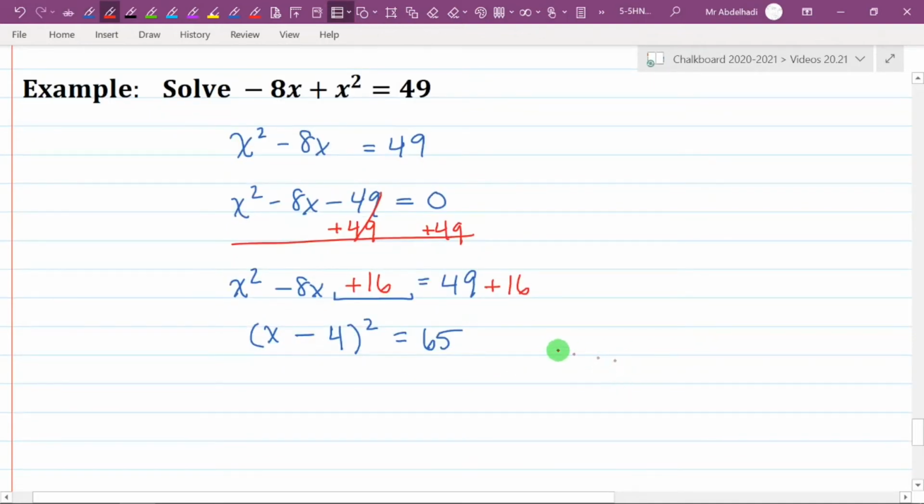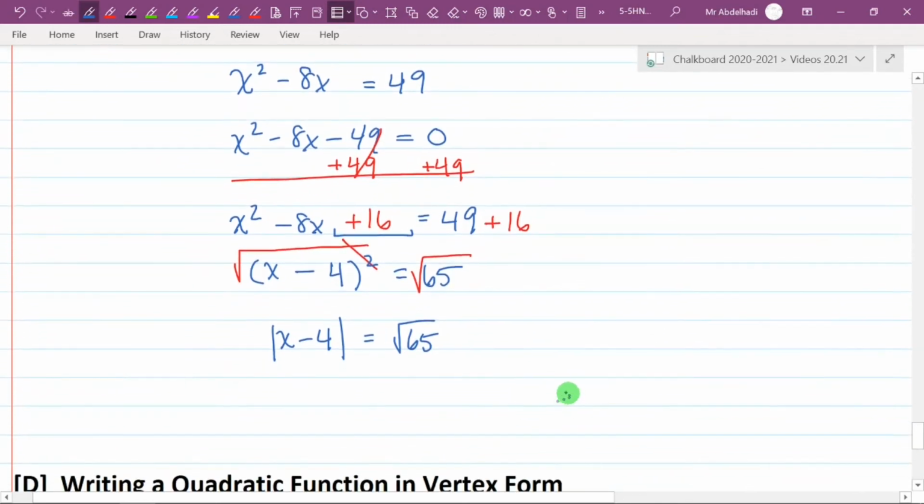And now we can square root both sides and use the square root property. So this square root cancels out the square. We get x minus 4 in absolute value bars. And this side, well, we can simplify this without getting decimals, but once again, we haven't learned it yet, so we'll just leave this as the square root of 65 for now. The square root of 64 would have been 8. This is 8 point something, but we don't want to use any decimals here.